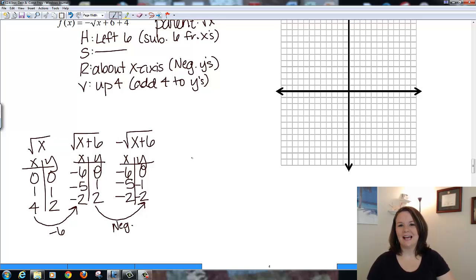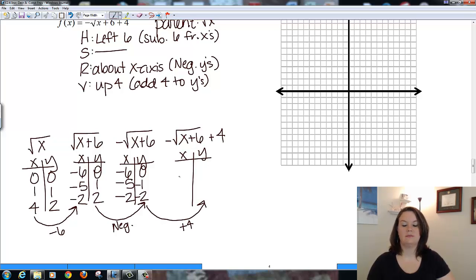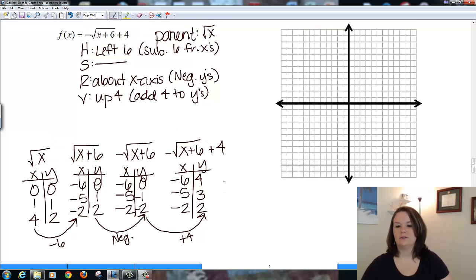Okay. And then the last thing I do is my vertical shift up 4. So I have the negative square root of x plus 6 plus 4. And to move it up 4, I'm going to take my y values that I just negated and add 4 to them. So my x's are still negative 6, negative 5, negative 2. When I add 4 to my y's, 0 plus 4 is 4, negative 1 plus 4 is 3, negative 2 plus 4 is 2. So I'm going to go ahead and graph my function here.